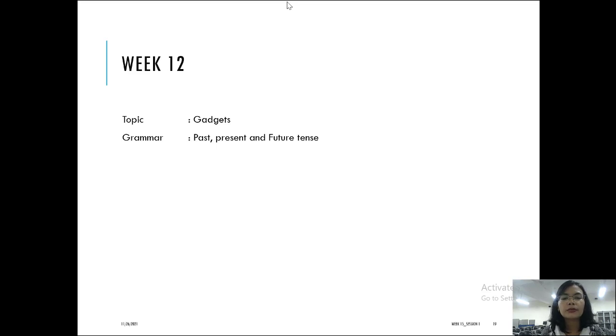And in week 12, we are talking about the development or evolvement of gadgets. So we are not only talking about the gadget of phone, because maybe most of you will think anytime you hear gadgets, you will hear phone. But it's actually more than that. You can actually call this laptop a gadget, or PC is also a gadget. Even television can also be called a gadget, and it has development from the past, present to the future.